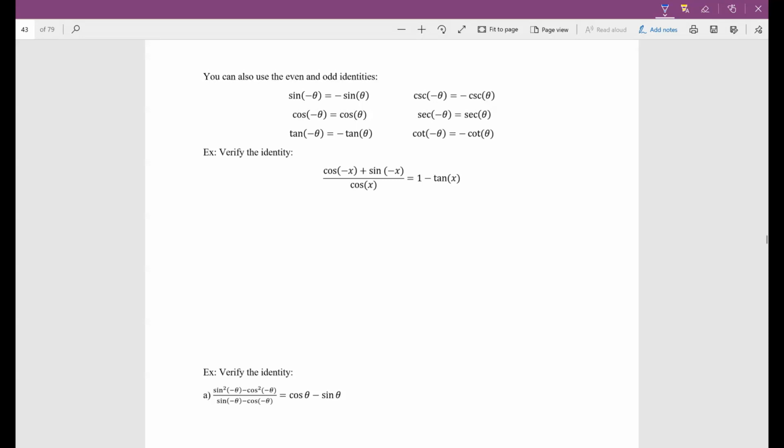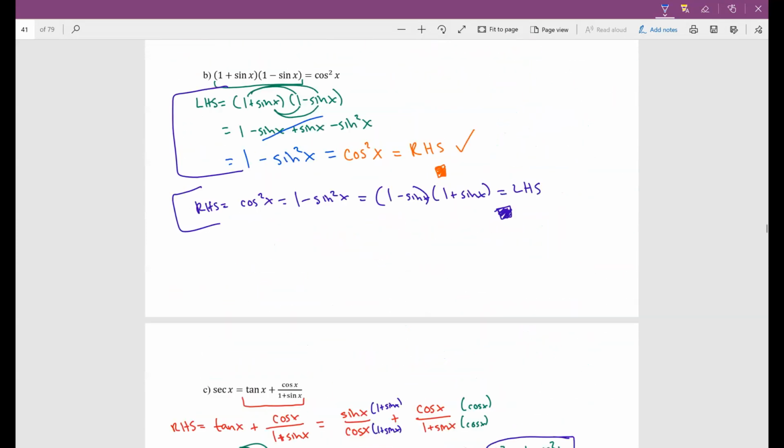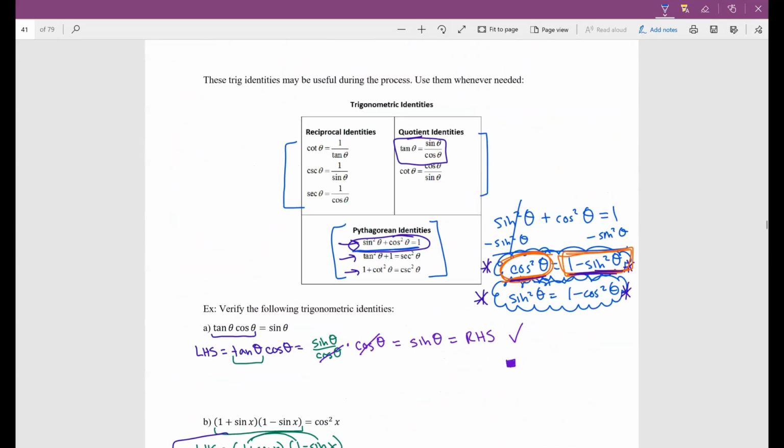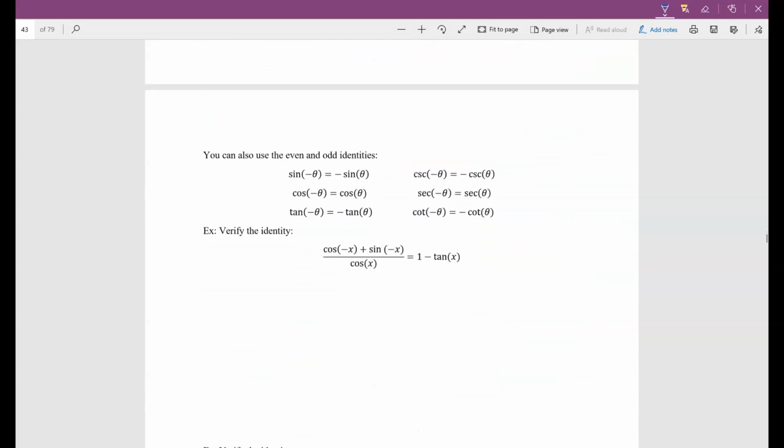So here are more identities that will help you. In the other video, we did a little bit using the Pythagorean identities and the reciprocal and quotient identities. Those were the most fundamental identities, the ones that you probably use the most. There are other identities. These are what we call the even and odd identities.